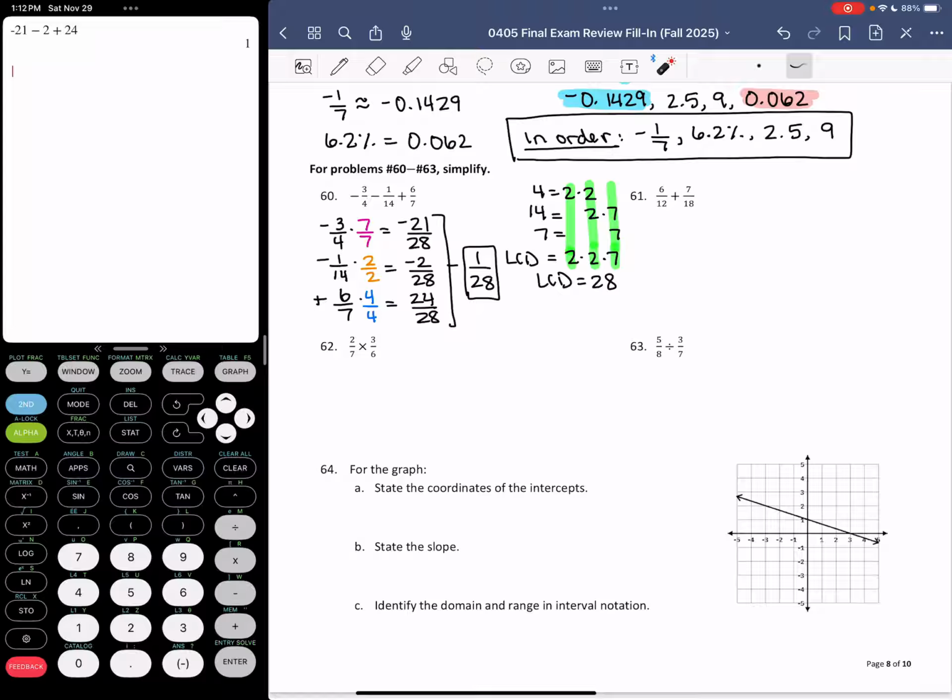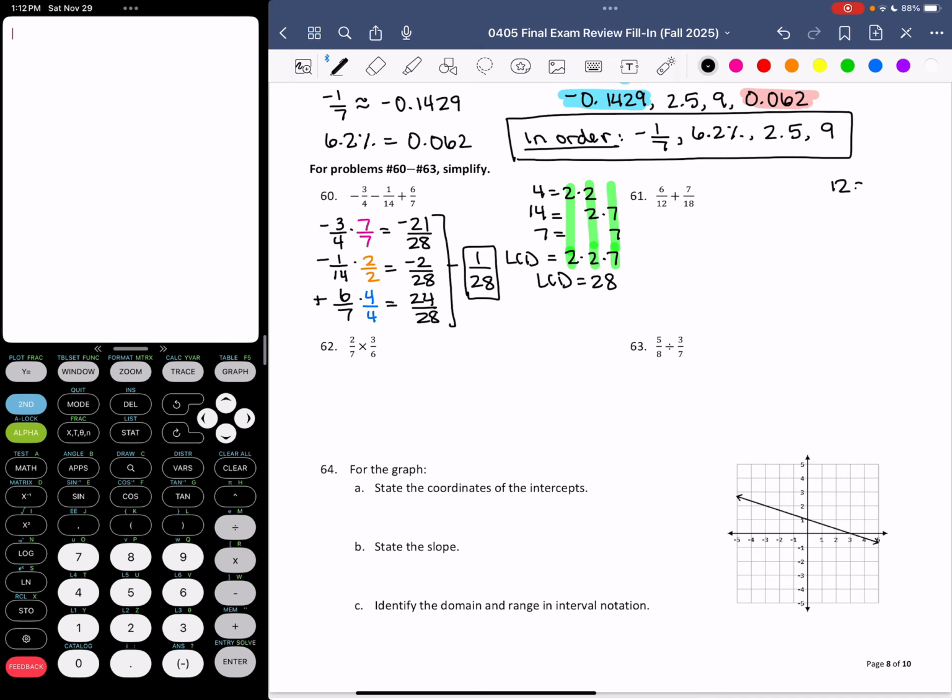All right. Next one, number 61. We have 6/12 plus 7/18. So we need to find the LCD. Now, I offhand just noticed that 6/12 can be reduced. So I don't know, do we need to reduce it at the beginning, or should we just go from here? I don't know. It's up to you, right? But I'm going to go ahead and just find the LCD here.